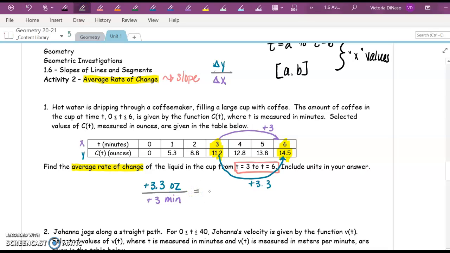So there's my fraction. We're calculating the average rate of change, which is just a fancy way of saying slope. We're going to type 3.3 divided by 3 into our calculator to find 1.1, and then we just have to put units in our answer. So we have ounces per minute.